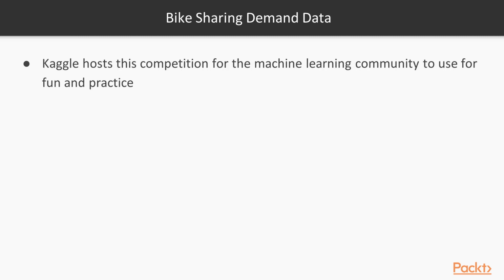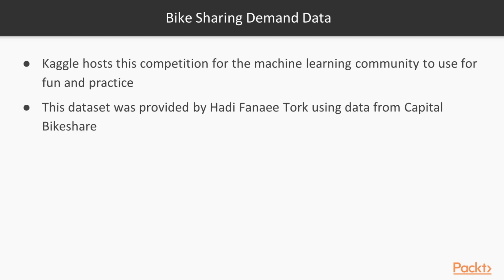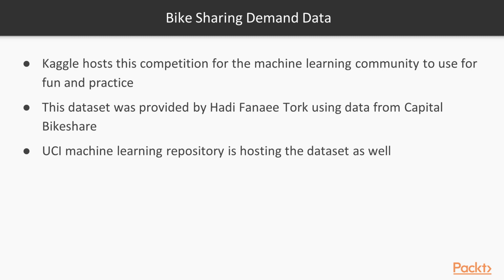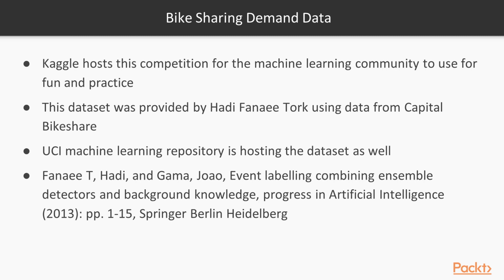Kaggle is hosting this competition for the machine learning community to use it for fun and practice. And the dataset itself was provided by Hadi Fanaee-T using the data from Capital Bike Share from Washington, D.C. The UCI Machine Learning Repository is also hosting this dataset. And here is the paper that you should definitely check out if you are interested in this dataset.